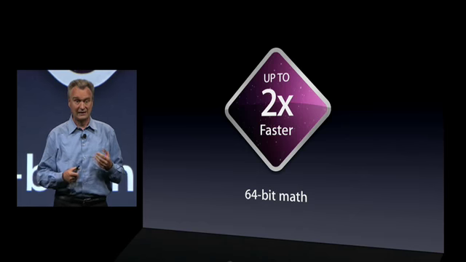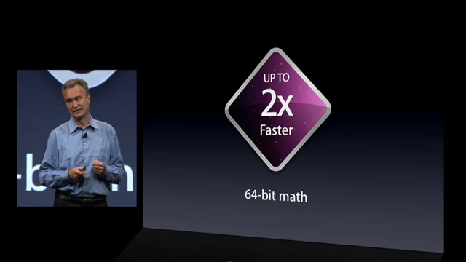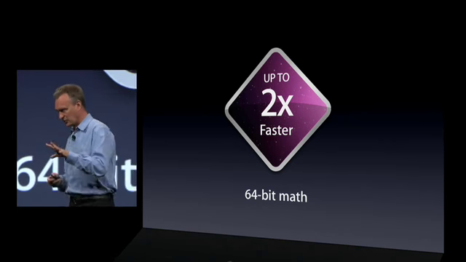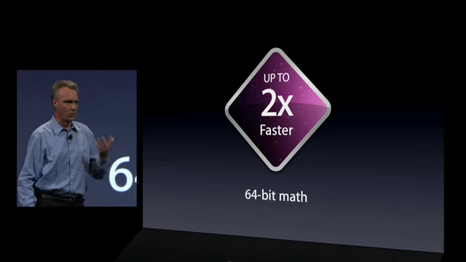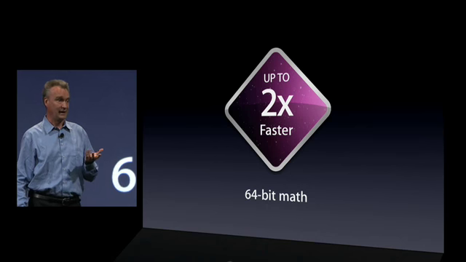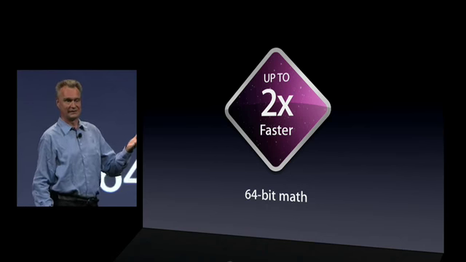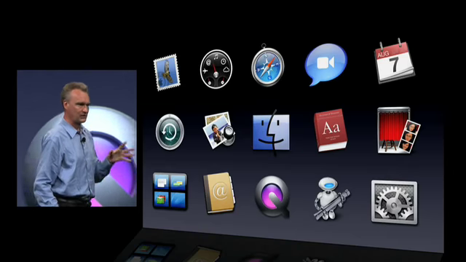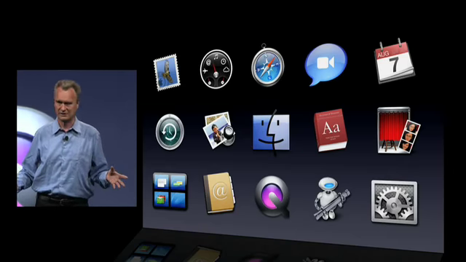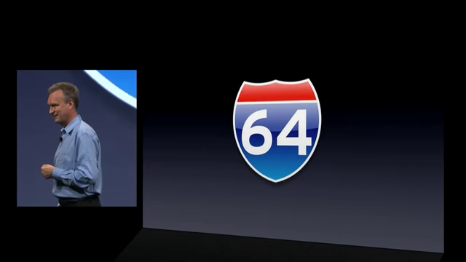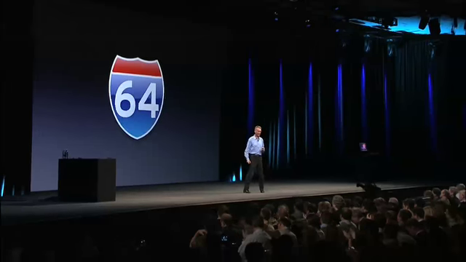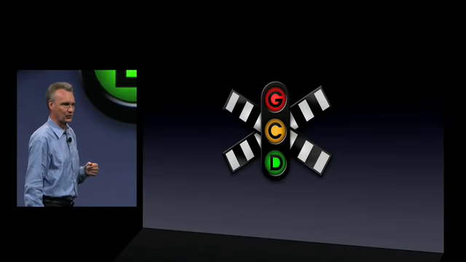Another reason, of course, to run 64-bit is that the processor can do math faster. So certain things like FFTs will run twice as fast in 64-bit mode. So for all those reasons, we've been on a trajectory over the last few releases to enable more and more 64-bit. And Snow Leopard is a final stage where we are running all the major system applications in 64-bit mode. So that's 64-bit.